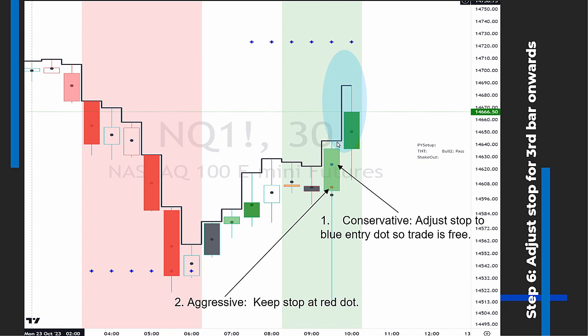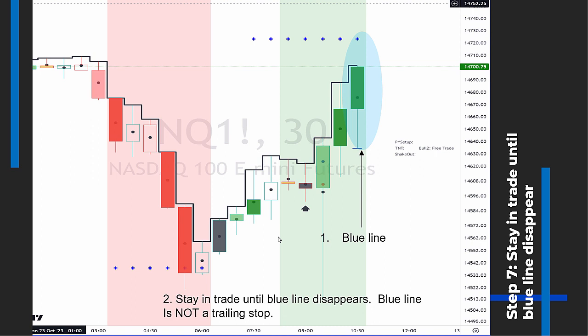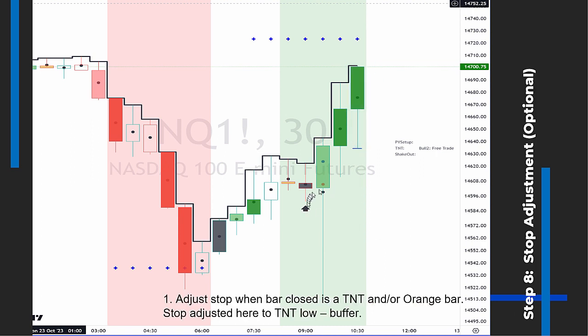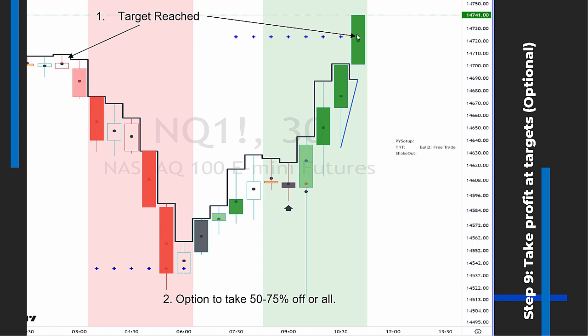Step 6 is to adjust our stop if we want. We could adjust our stop to the entry to make this a break-even trade, or we could keep our existing stop right there. Step 7, we'll stay in this trade until the blue line disappears at the end of the bar. You could see the blue line here appeared when the third bar started, and also the black arrow appeared. Along the way, we can adjust our stops if we want, if we get a TNT bar or orange bar along the way. In this example, we did not. Also, when you get to the target here, which is step 9, you could take 50 to 75% of your positions off. If not, you could even take all of them off.